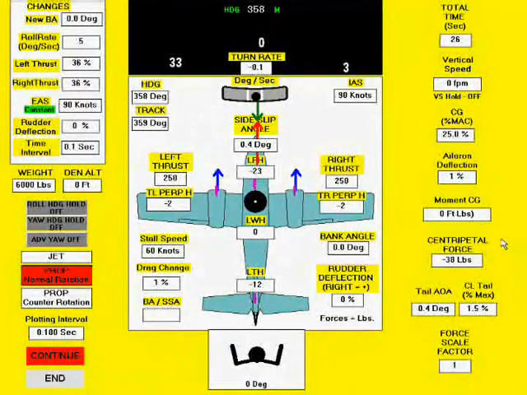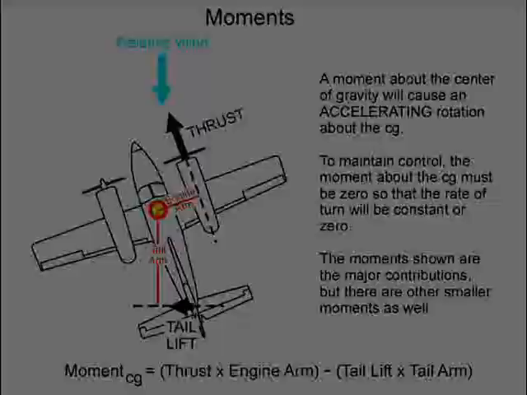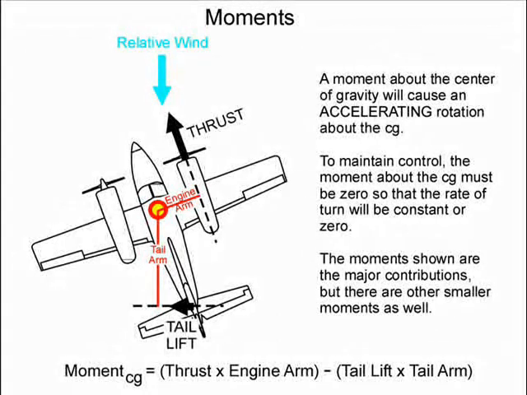Notice that the Yaw Axis Simulator has displays for moments and centripetal force. A moment about the center of gravity is defined as a force times the moment arm. The moment arm is the perpendicular distance from the center of gravity to the line of action of the force.